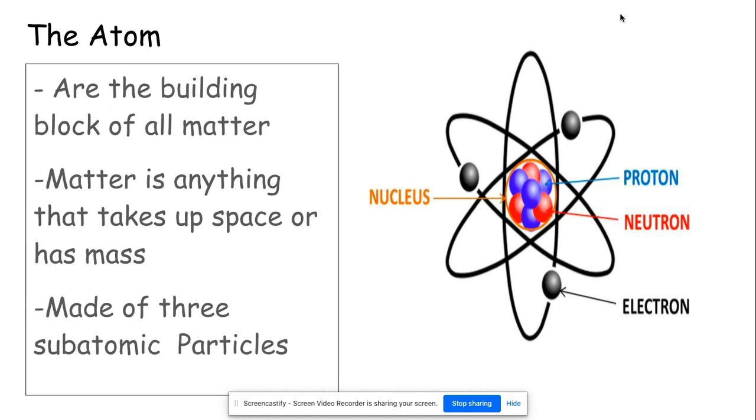Okay, the atom is going to have three main components. We have our protons and our neutrons, which are in the nucleus. Some of you said the center. We've got to be specific. It's called the nucleus. Then we have electrons, which orbit around it.